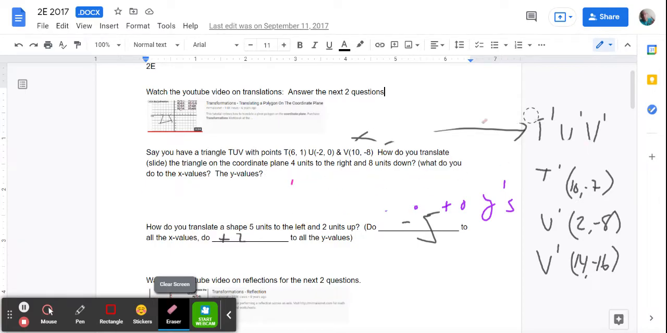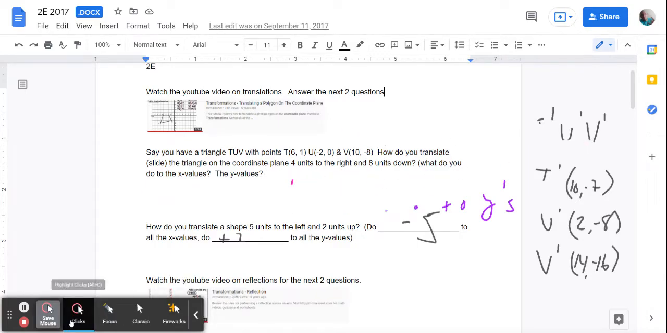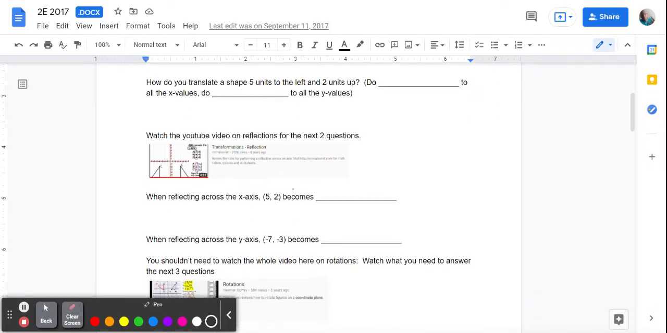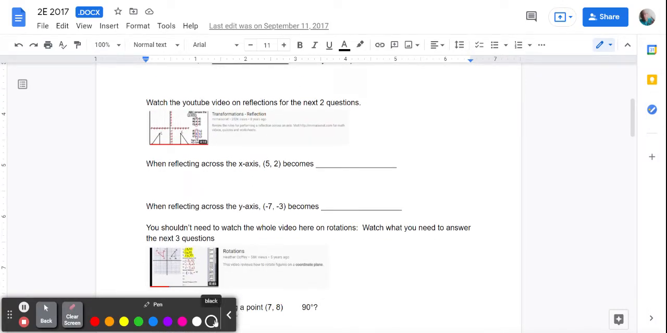Should be fairly simple. Let me clear the screen here. All right, next, reflections. This is kind of confusing, so let's make sure we pay attention. If we have a point (5, 2) and we want to reflect it across the x-axis, here's our point. Remember the x-axis is here. We take that point and reflect it. We go down by 2 to the x-axis, then down by 2 again to get our reflection point.